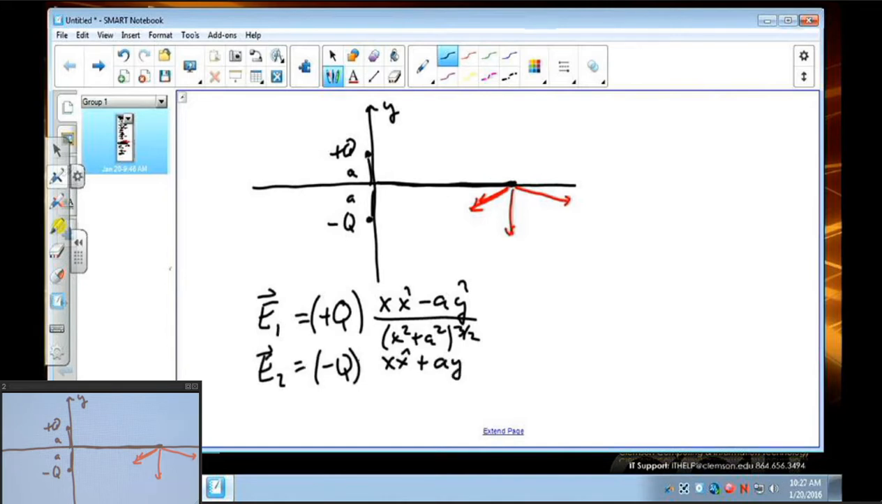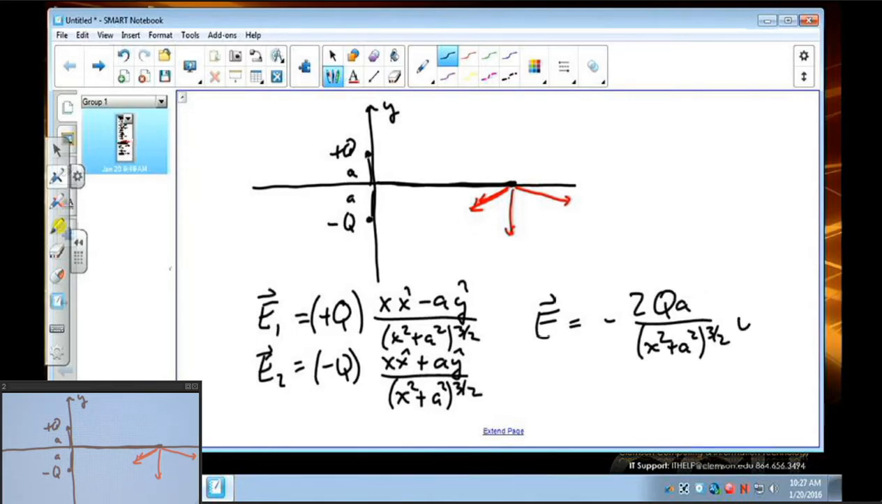in the other location there, the opposite along the y-axis. And then the total electric field is obtained by summing these two, which gives you minus 2qa over x squared plus a squared to the 3/2 along the y-axis. That's no approximation involved. That's true for any value of x.